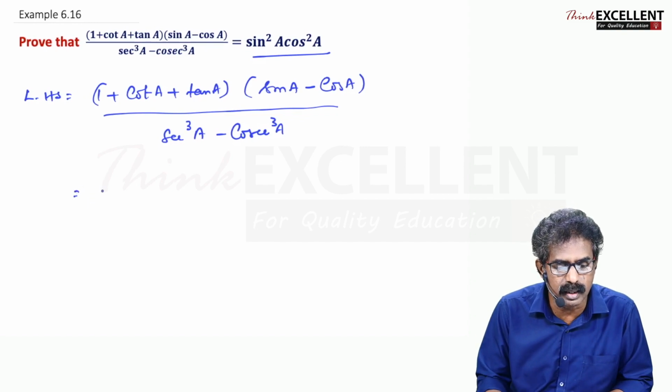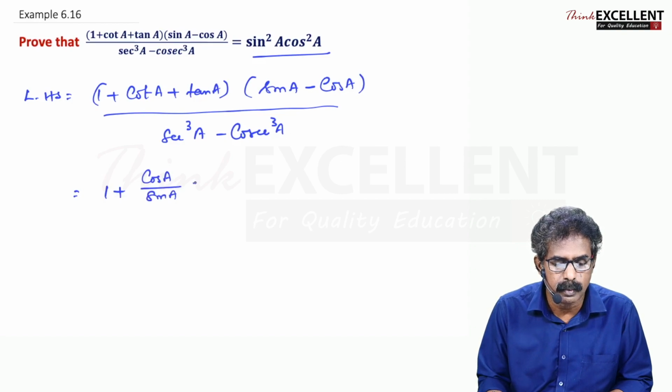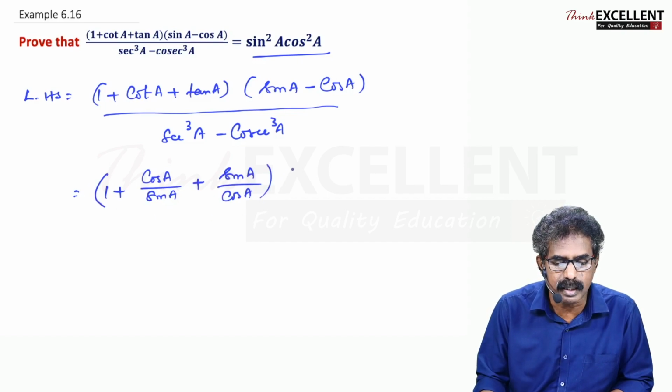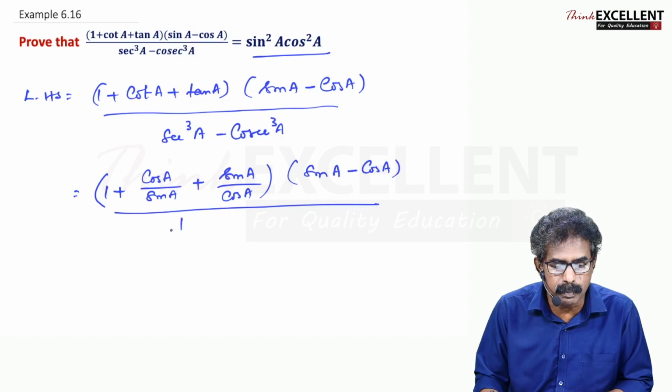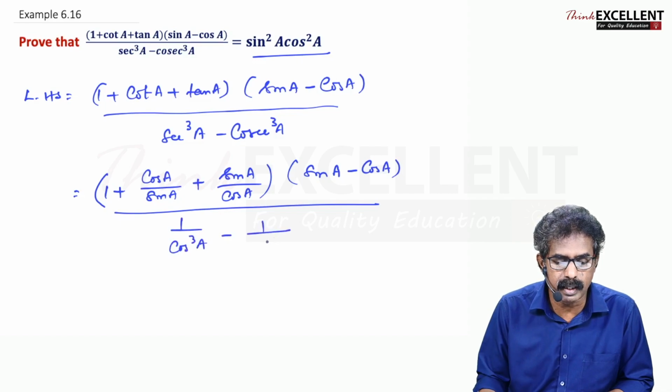So the first one, 1 plus cot A can be written as cos A by sin A plus tan A can be written as sin A by cos A. That is the first factor. Second one already in sin and cos, so you write sin A minus cos A whole divided by secant. Secant means 1 by cos. So secant cube A is 1 by cos cube A, and cosecant cube is 1 by sin cube A, right?